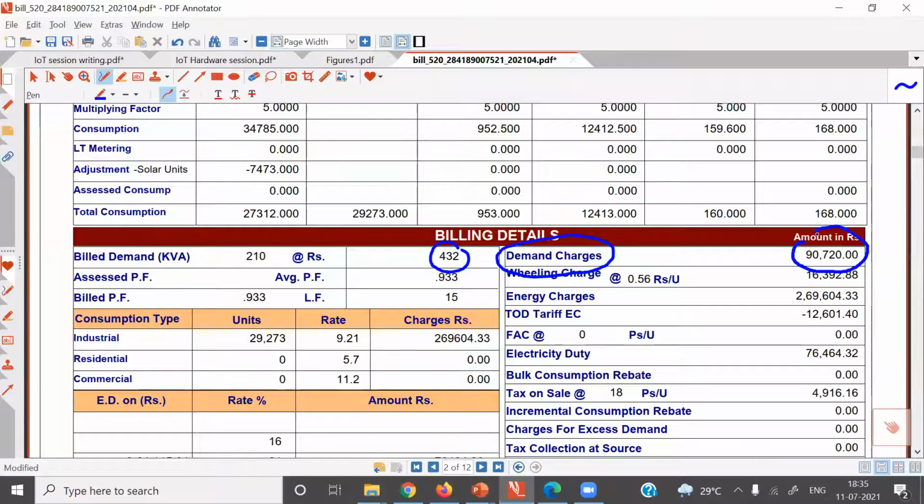90,720 rupees. For each kVA, what are the charges? 432 rupees. So even if your utilization is below 210 kVA, in the electricity bill, charges are applied for use of 210 kVA, even though utilization is below it.